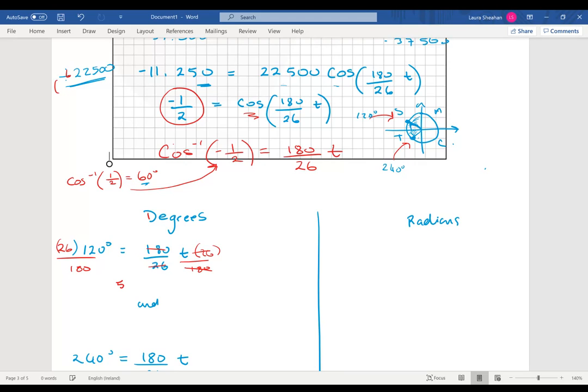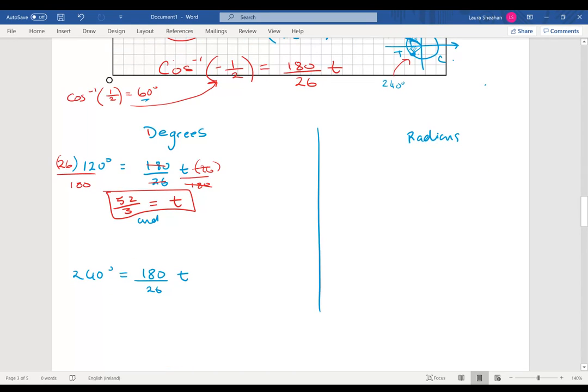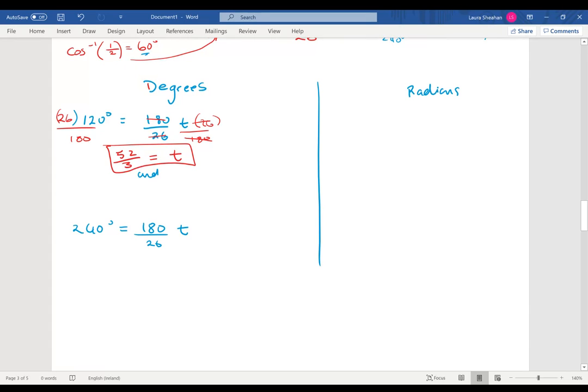And I will get 52 over 3 is equal to t. Okay, which is perfect. I'm not asked for t in degrees or radians, so 52 over 3 is t. Using 180 gets me my answer. It always will. Same thing on this side: 240 multiplied by 26 divided by 180 to get t completely on its own. And I have 104 over 3 is equal to t.